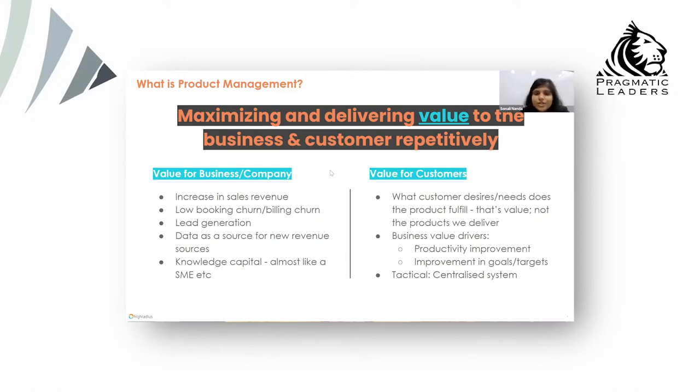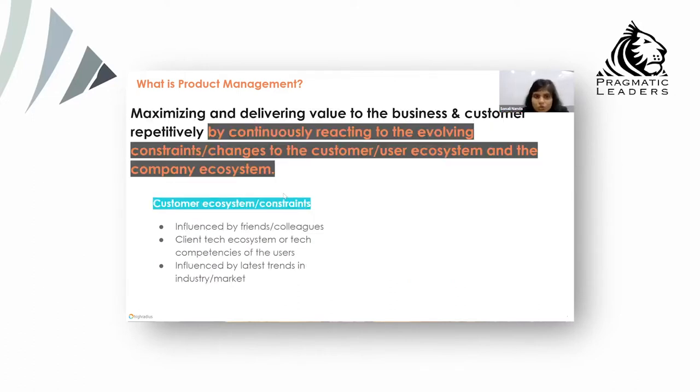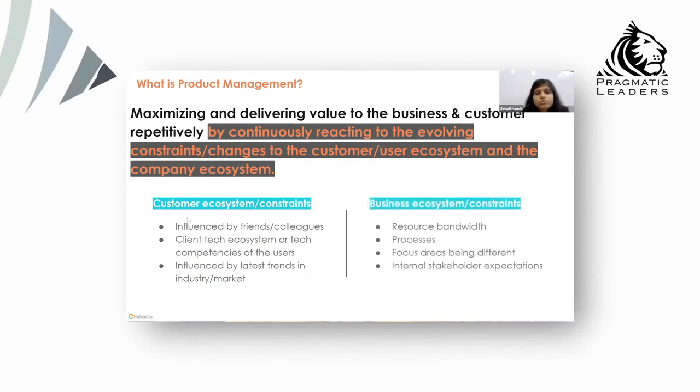But yeah, I think it's good that we are engaging, right? So this is where I want to go next. We want to maximize and deliver value to the business and the customers repetitively, but by doing what? How will we do it? That's where I'm saying the product manager role is to continuously react to the evolving constraints or changes to the customer or user ecosystem, and also to the company ecosystem, right? So we will see what the customer ecosystem is. You might say, oh, I built the product once and I'm done, right? Why do I need a product manager once I have rolled out a product?